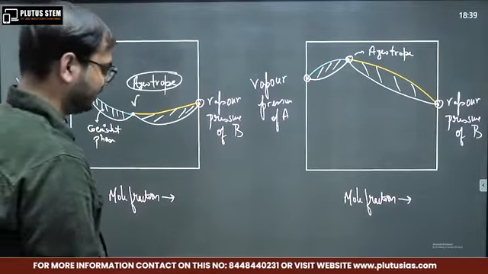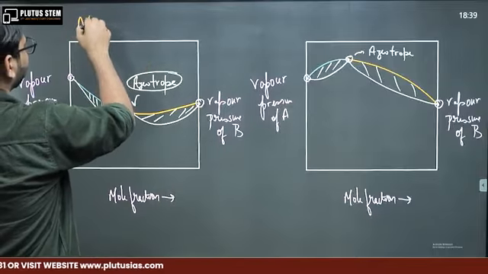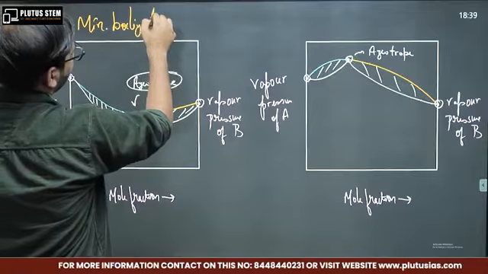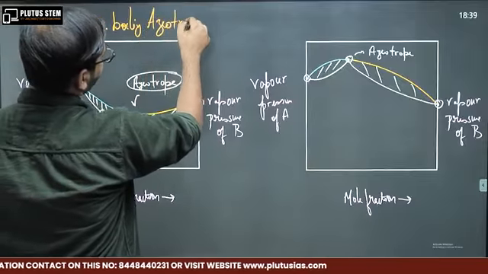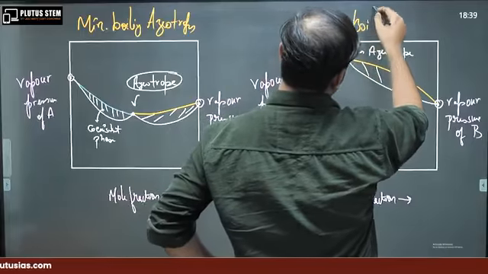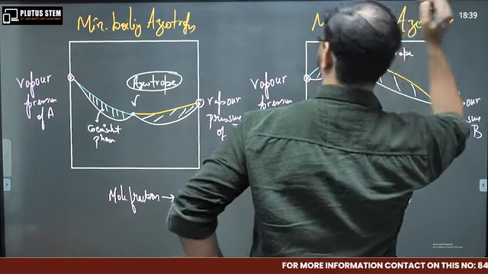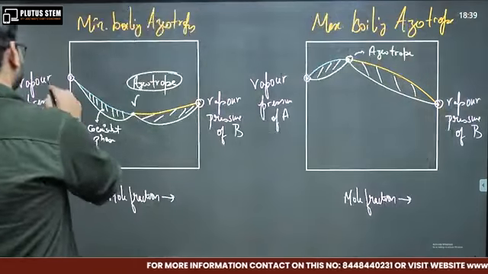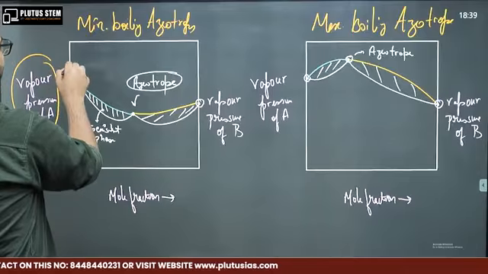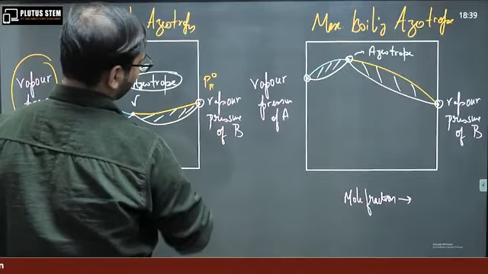Based on that, we have two different graphs. This graph corresponds to minimum boiling azeotropes, while this one corresponds to maximum boiling azeotropes. Now, let's say this is your species A, which has some vapor pressure. This is the pure vapor pressure of species A, and you can also call it P0A. This is the pure vapor pressure of species B.